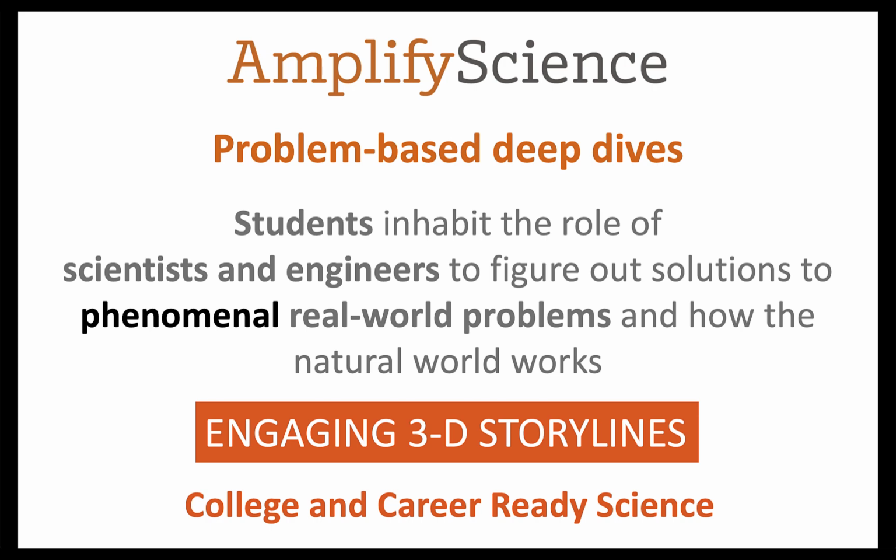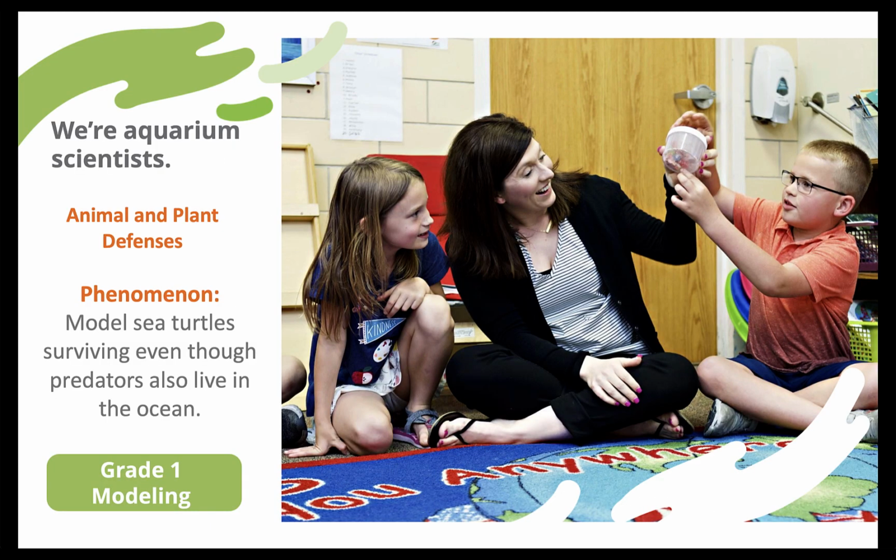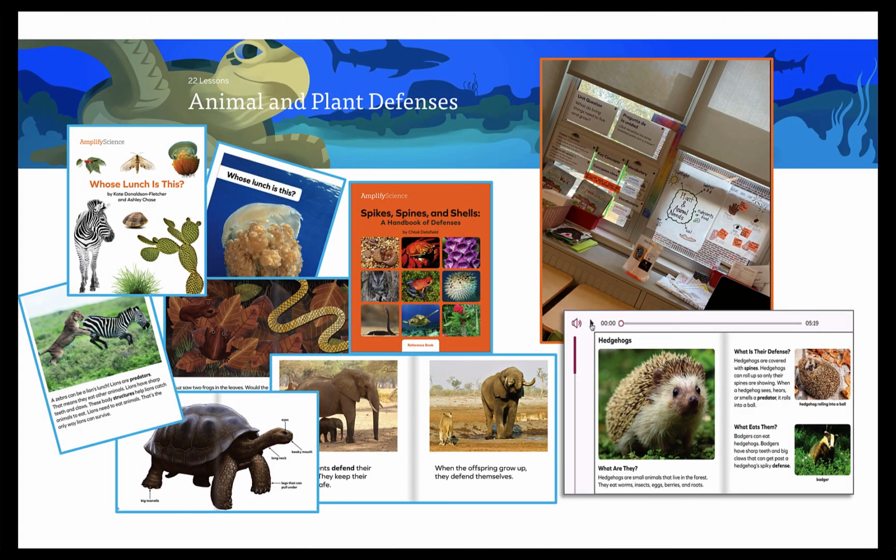Think of it as an engaging 3-dimensional storyline, but we're also preparing students to think beyond the typical science that they think of as they prepare for college and careers. An example from grade 1, where students are aquarium scientists in our unit Animal and Plant Defenses, students are rehabilitating Spruce the sea turtle. She's ready to be released into the ocean, but they're worried that she might get eaten by sharks. Along the way, they're going to engage in all the colorful text and gather information as they work through understanding how animals and plants defend themselves.